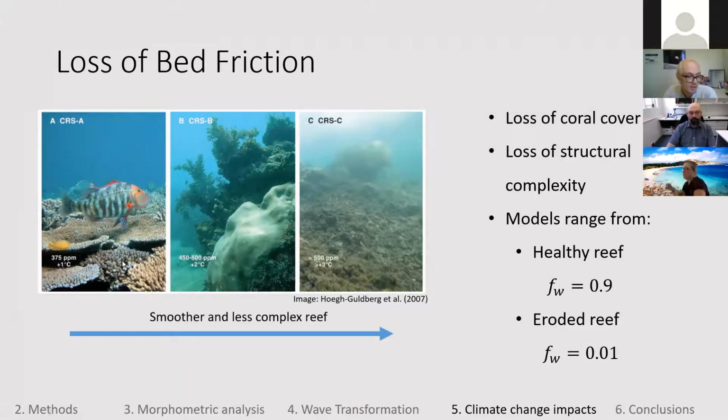And these images here from a paper from 2007 show the change in reef structural complexity given changes in atmospheric CO2 and sea surface temperature. So when this was produced in 2007, the CO2 concentration was at 380, closest to this image here. And as of yesterday, it's closer to 420 parts per million as measured at Mauna Loa, Hawaii. And this is input into the model based on a bed friction factor here, which is 0.9 for a healthy reef, very high, and 0.01 for an eroded rubble bed, such as in image C here.